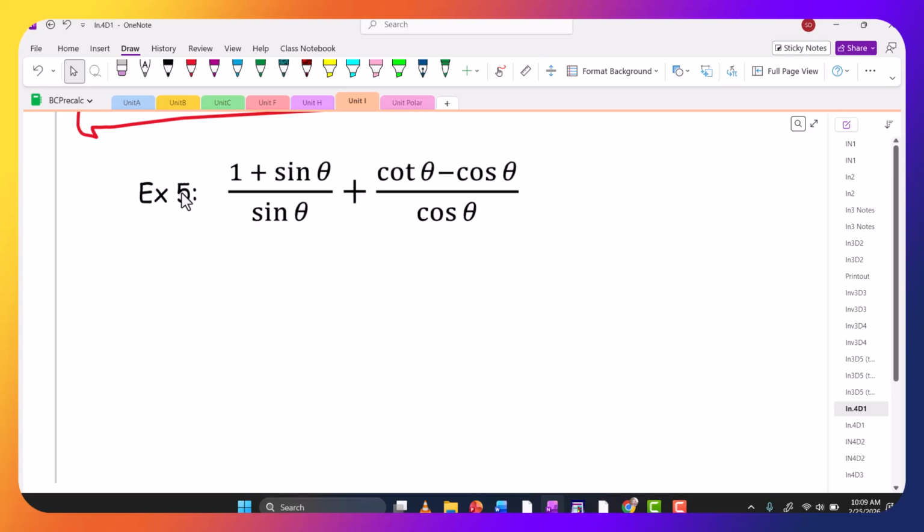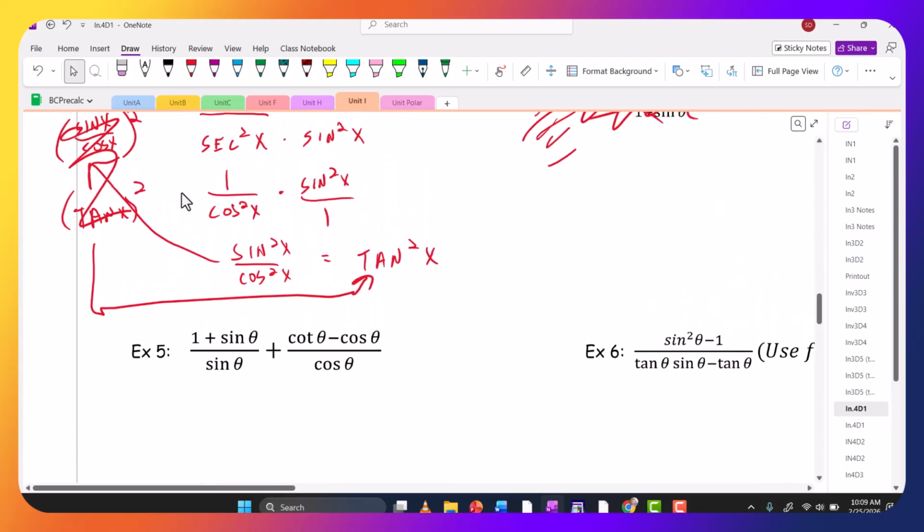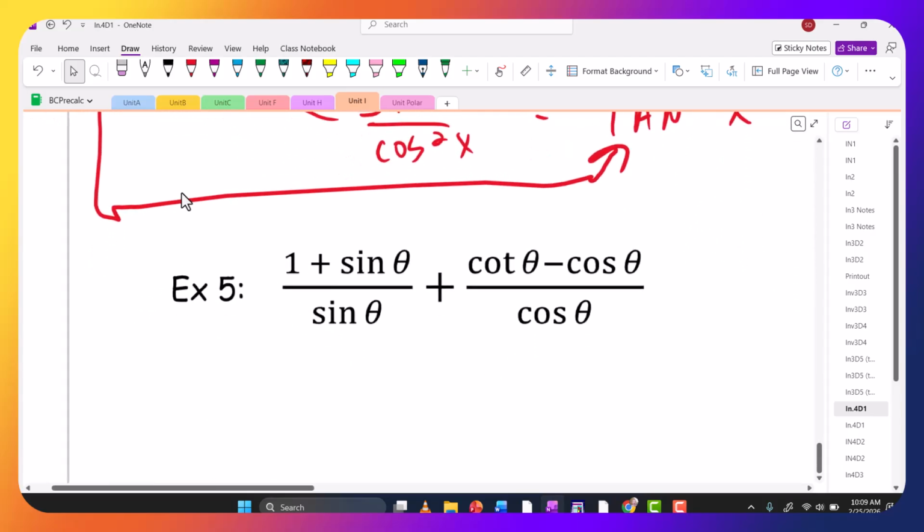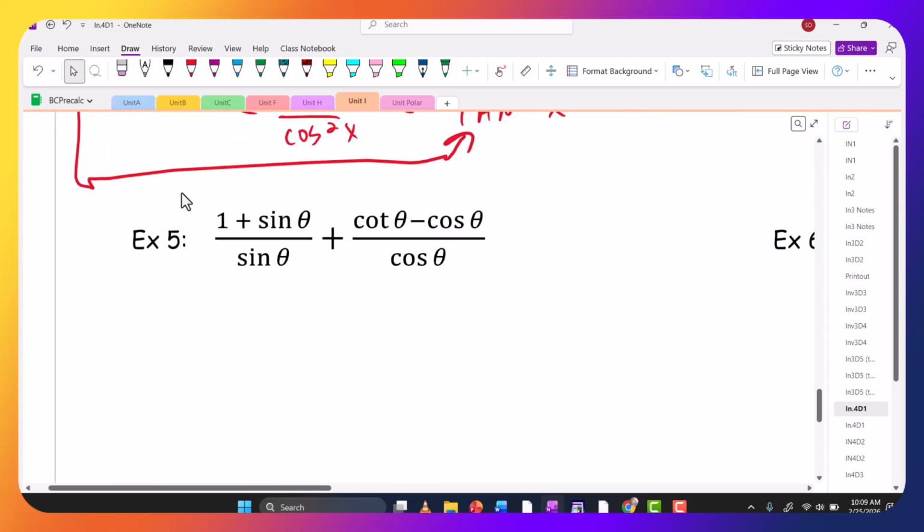Hey, how do you add fractions? What do you need? Okay, we gotta go. So what do we need? A common denominator. So what is that common denominator? Well, this one has a sine, but this one has a cosine, so what does this need? This needs a cosine. But to introduce that, I got to multiply top and bottom by that.